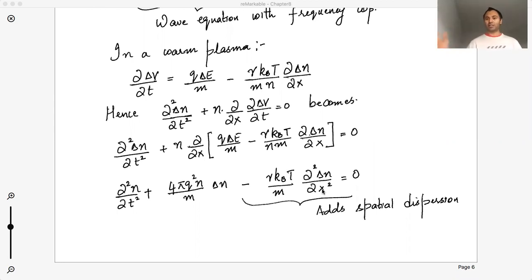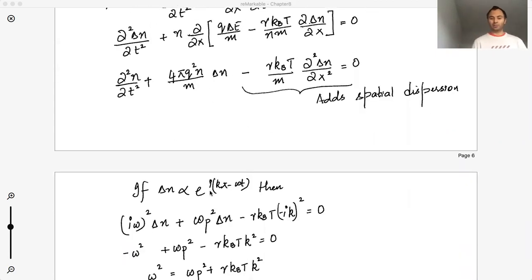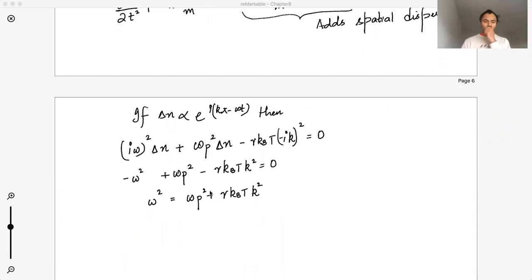So now if I write a dispersion relationship, I'm going to have a spatial quantity. How do you write a dispersion relationship? Well, just go to the Fourier domain. Just say delta n is proportional to some kind of a wave, then the non-trivial solution is going to give you the dispersion relationship, right? So here's the dispersion relationship. And so now you can see that you don't have waves exactly at omega p. You actually have spatial dispersion too. So that means that these are basically waves which travel and they have some spatial dispersion.